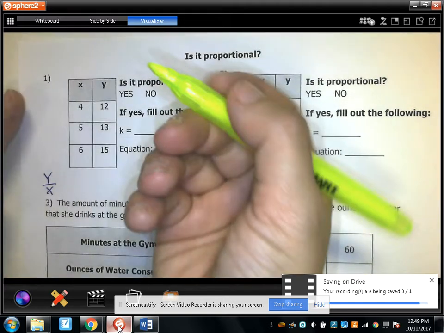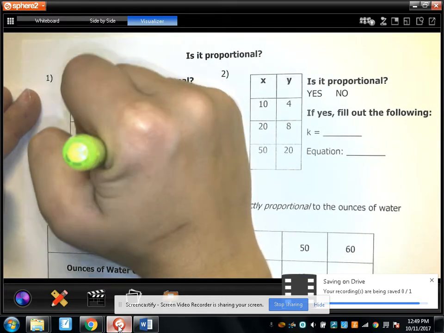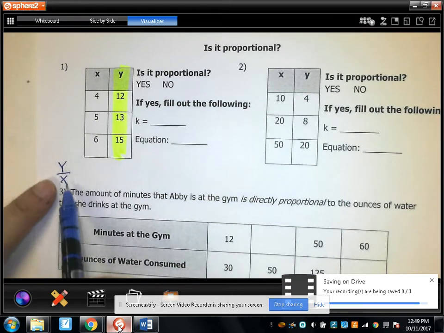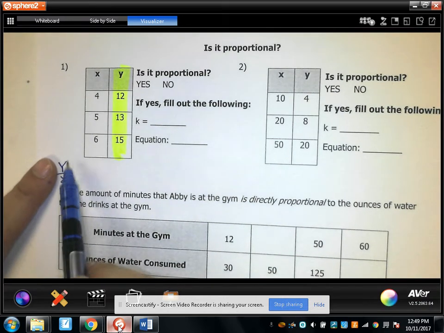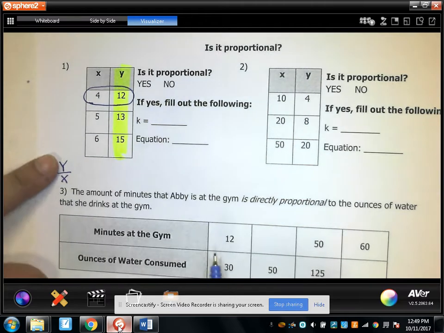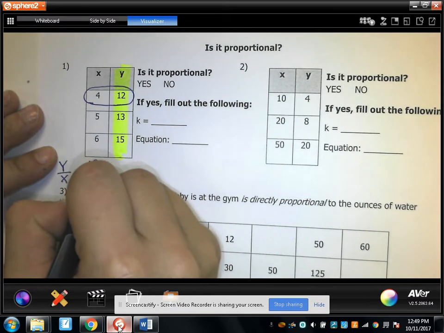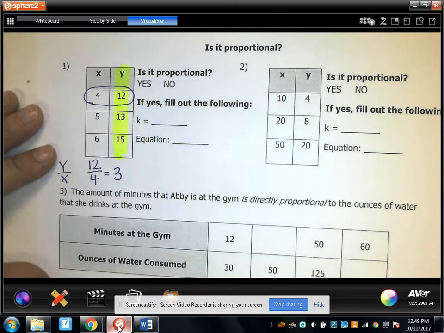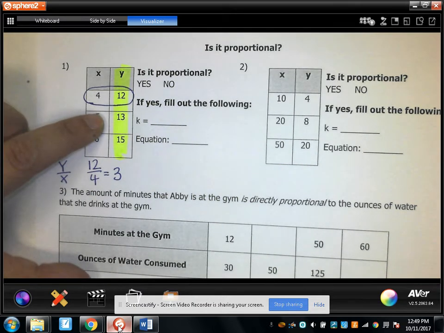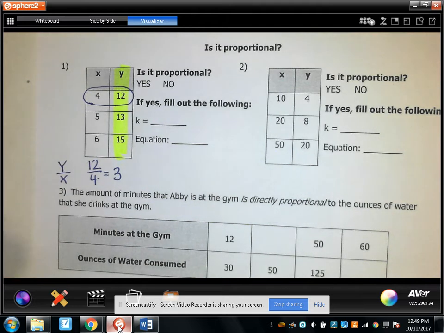So what I do to remember which ones are my y is I usually highlight my y values, because you need to remember that the order matters. You need to put y in the sky. So here, my x is 4 and my y is 12. Y needs to go in the sky. So I do 12 divided by 4 is 3. All right, in order for this to be a proportional relationship, when I divide y divided by x for all the other pairs, I need to get 3.